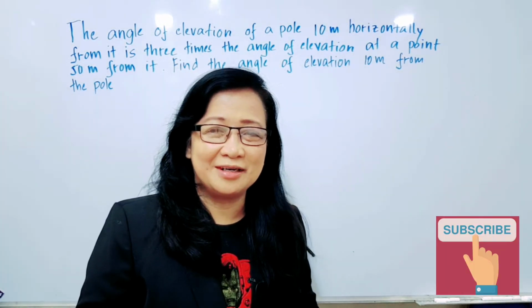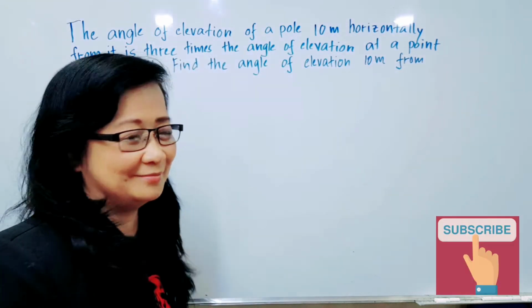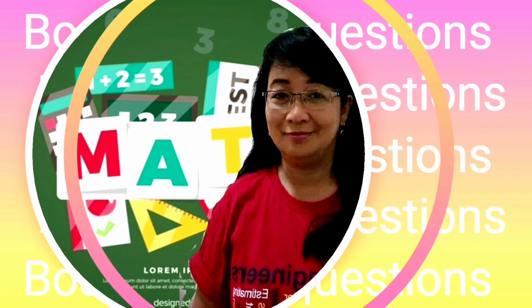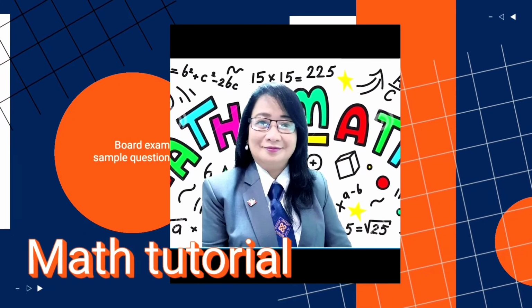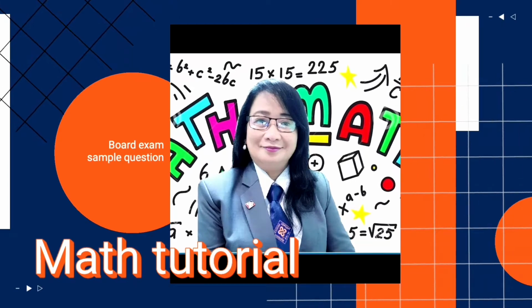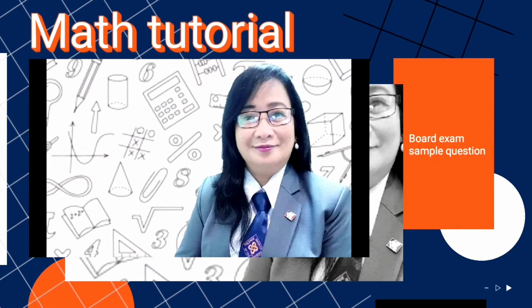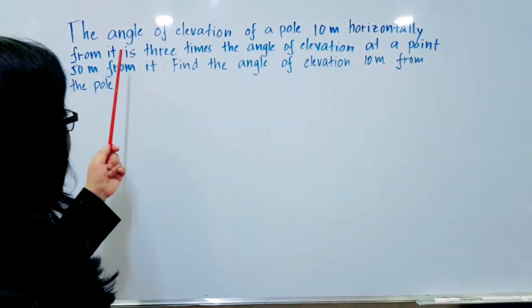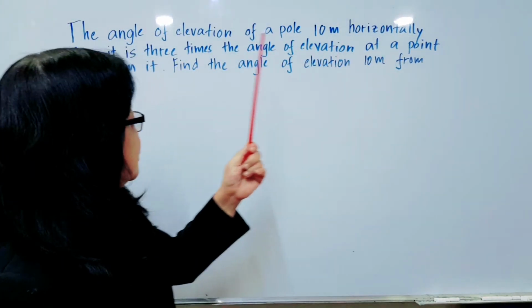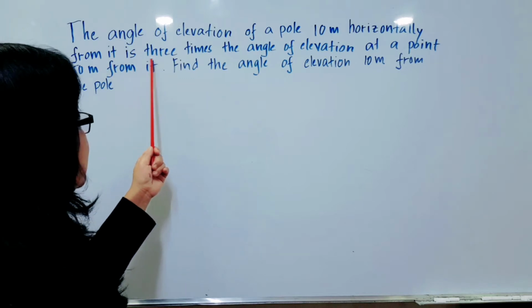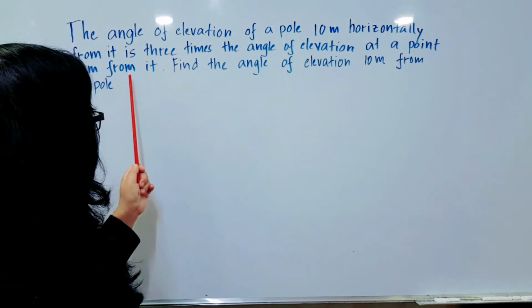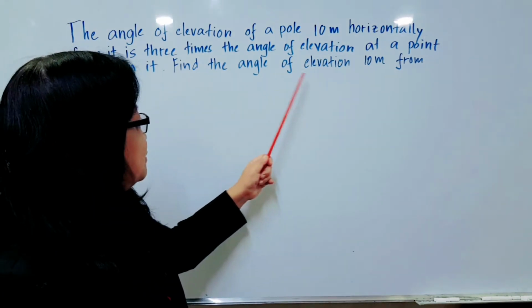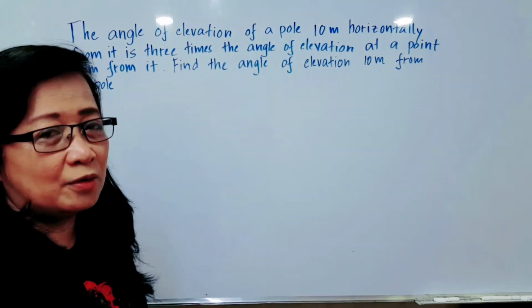Anyway, here we are again for another math tutorial. The angle of elevation of a pole 10 meters horizontally from it is 3 times the angle of elevation at a point 50 meters from it. Find the angle of elevation 10 meters from the pole.